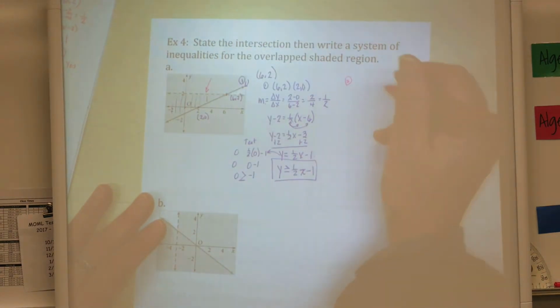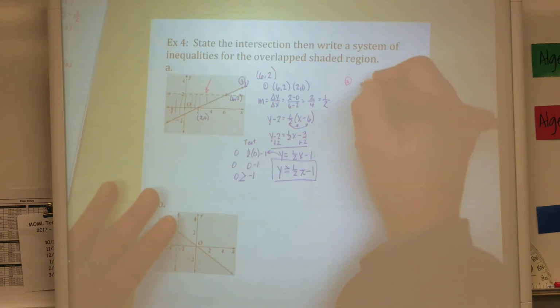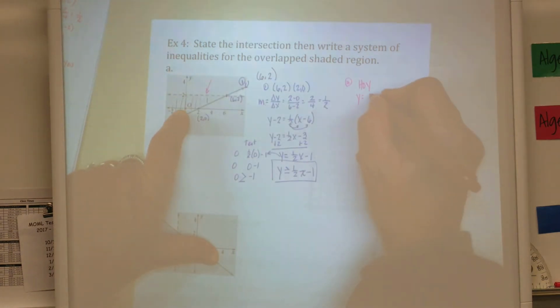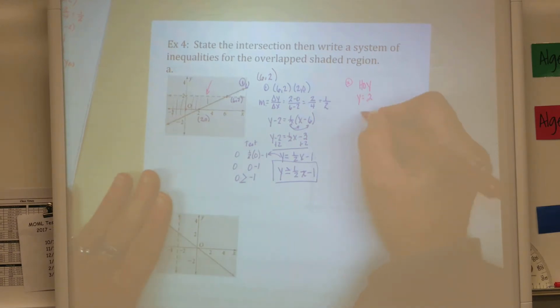And for that one, I've got a horizontal line. Whenever I have a horizontal line, it's a y equals, and this line crosses the y-axis at +2. So it's either going to be y is greater than 2 or less than 2. And so I've got to figure out what my inequality is.